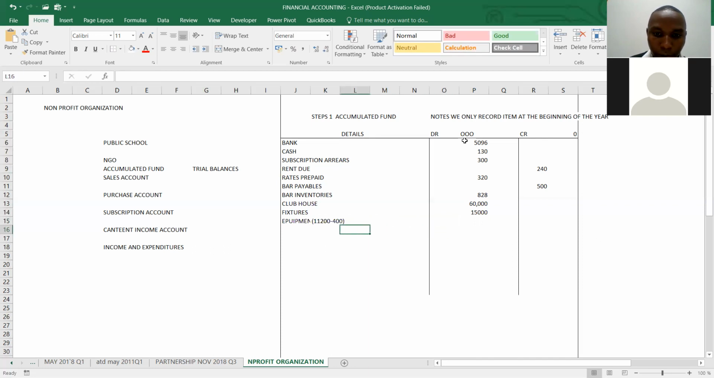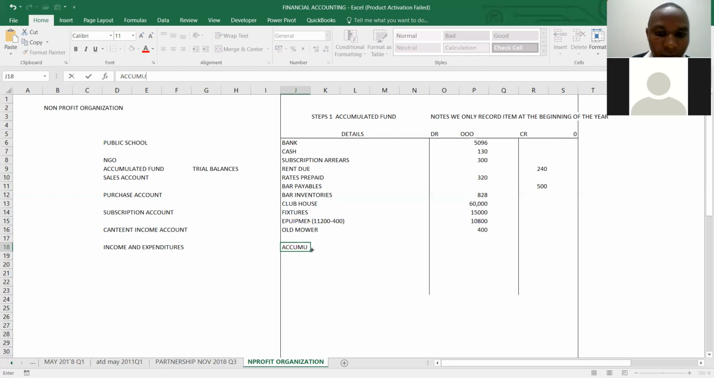And here we now need the old mower. If we subtract 11,200 minus 400, how much? We are remaining with 10,800. So the mower, we will take that 400 here. And now the balancing figure here will be the accumulated fund.